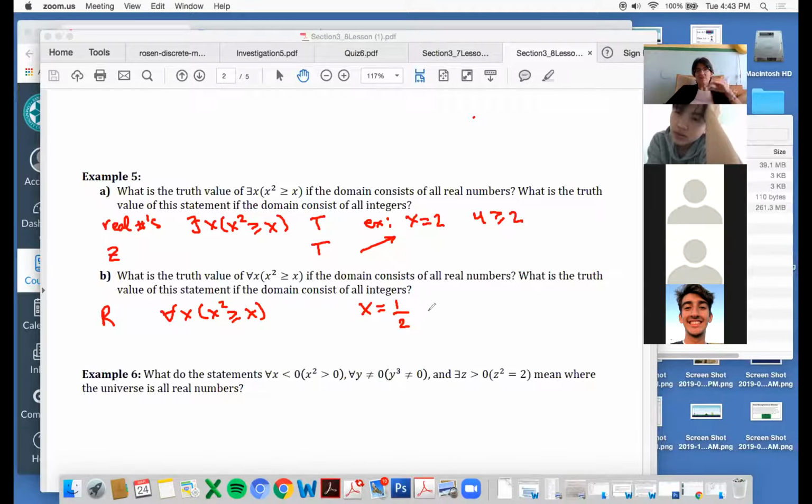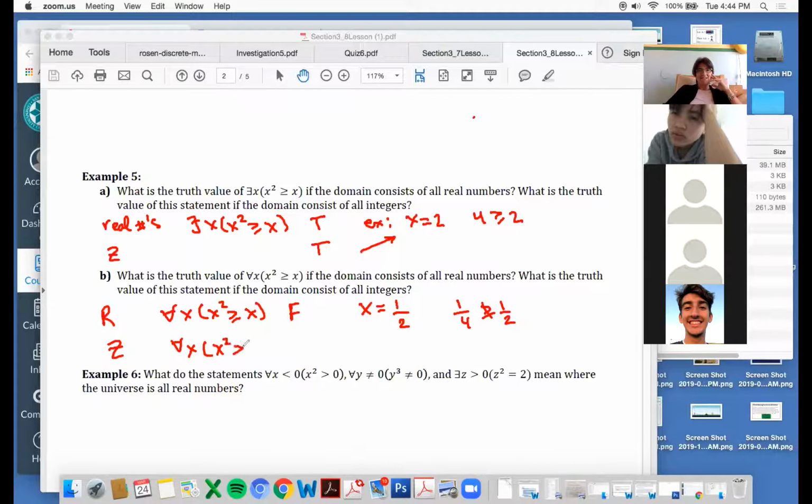So yeah, if I have a fraction between 0 and 1, then if I square it, this is not going to be bigger than the number itself. So because I can find at least one value for which it doesn't work, this is going to be false. How about over the integers?